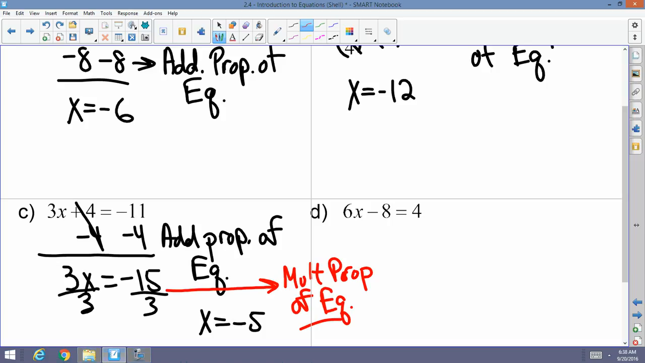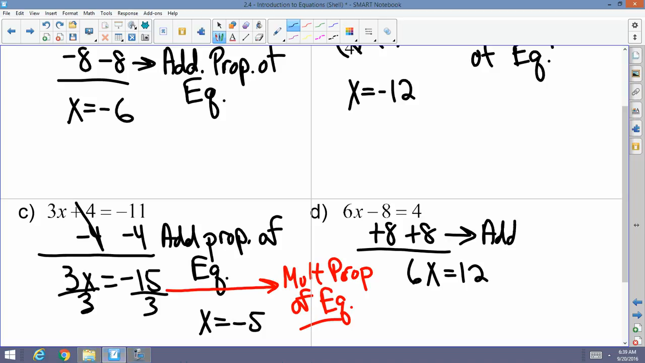All right, for D, actually, let's do D, and then I'll give you another one on top of that. In this case, I have 6x minus 8 equals 4, so I'm going to add 8 to both sides, giving me 6x equals 12. I was allowed to add 8 to both sides because of the addition property of equality.